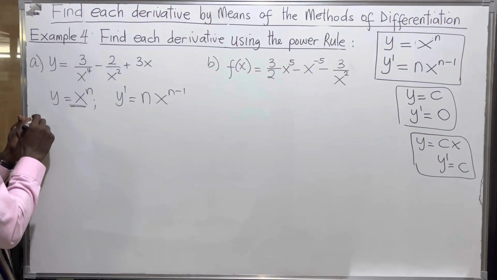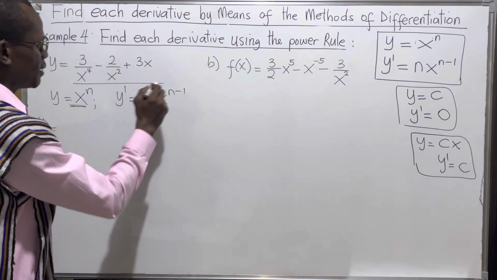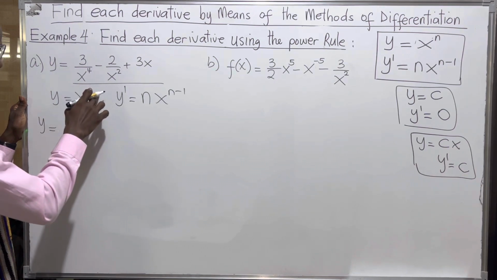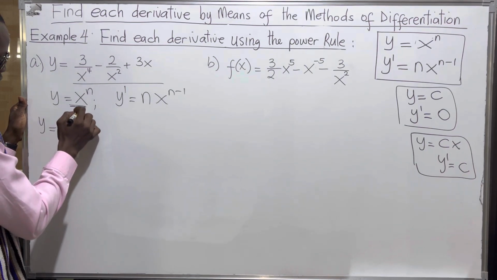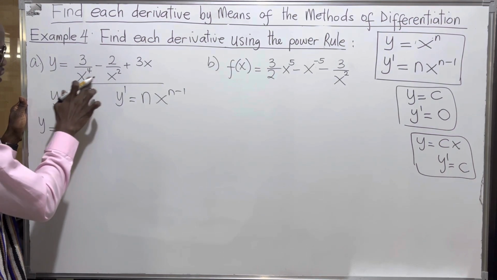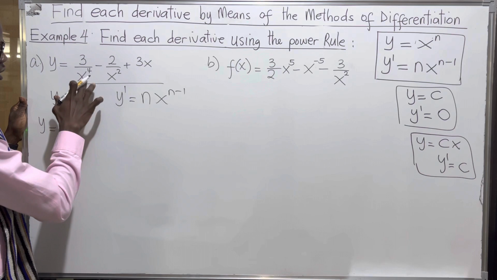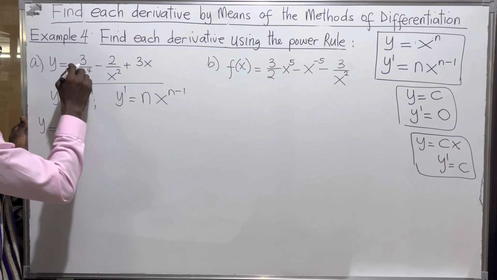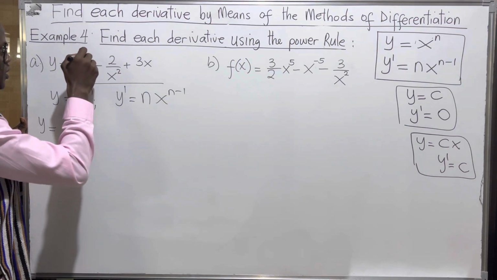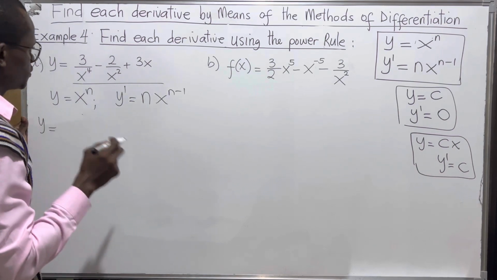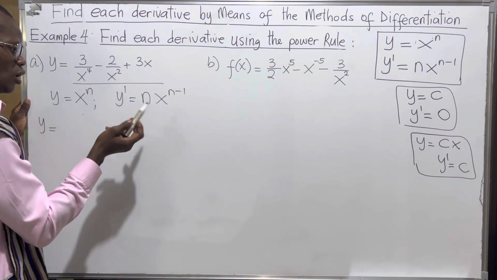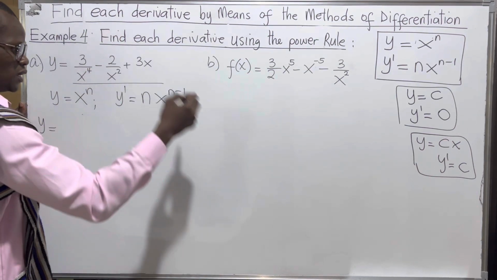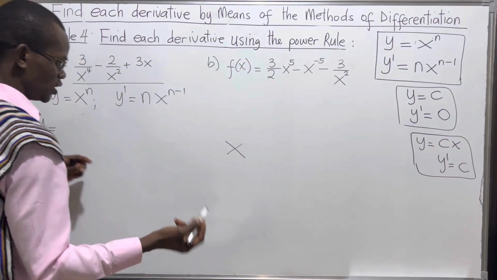So our first and foremost concern is to rewrite this problem into the form x to some n. Because x is within the denominator, we must make each of these variables in the denominators be in the numerators. So we send this x to the fourth power to the numerator. And when a variable or a term or an expression leaves the denominator and goes to the numerator, the sign of its exponent changes.